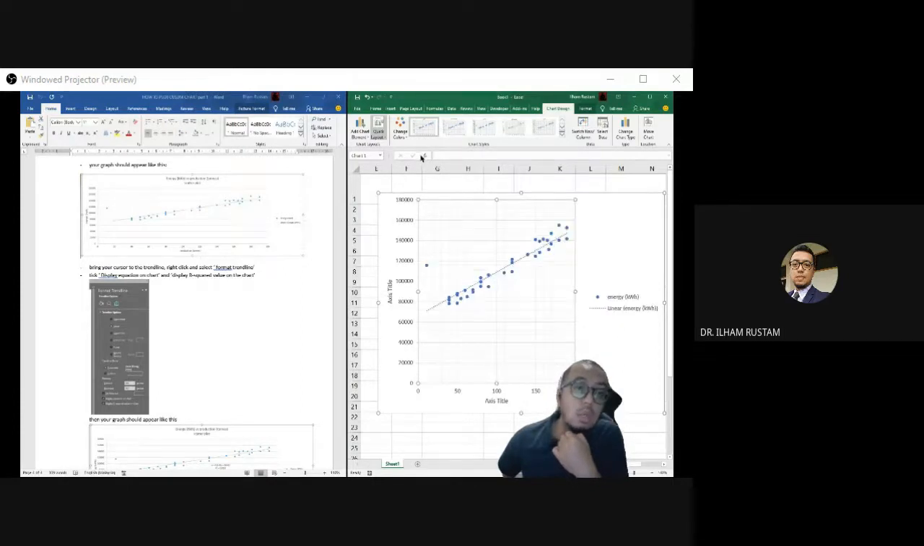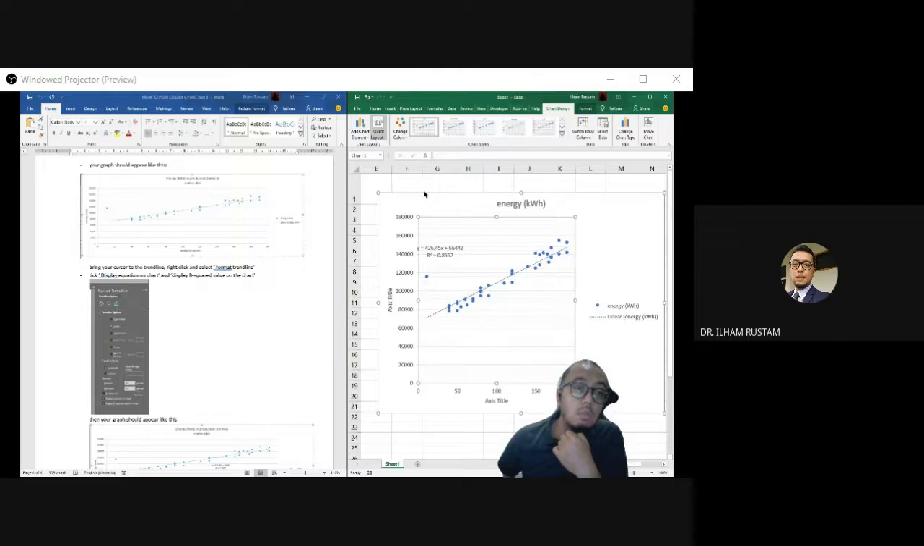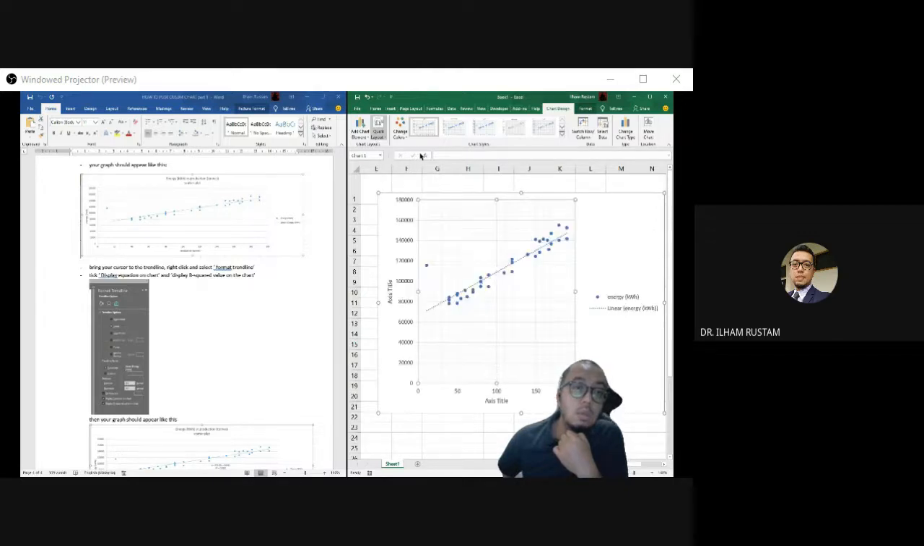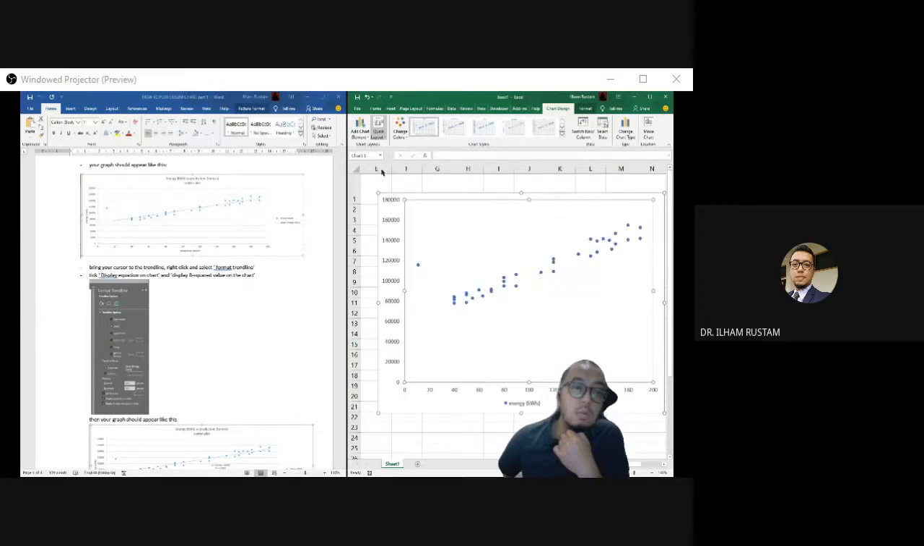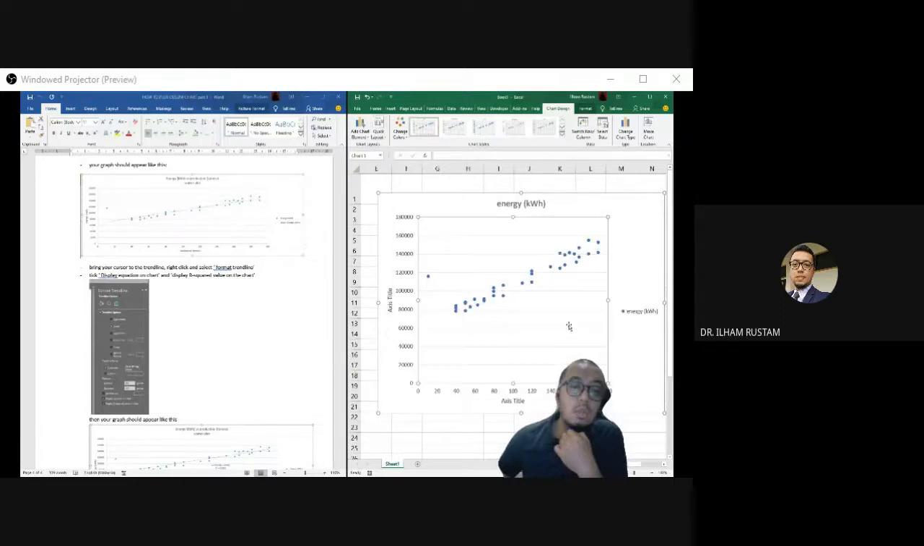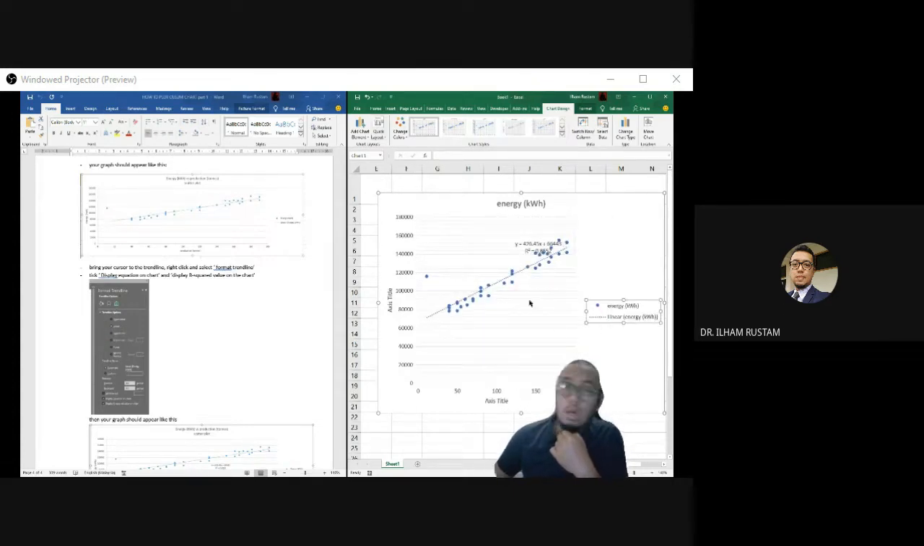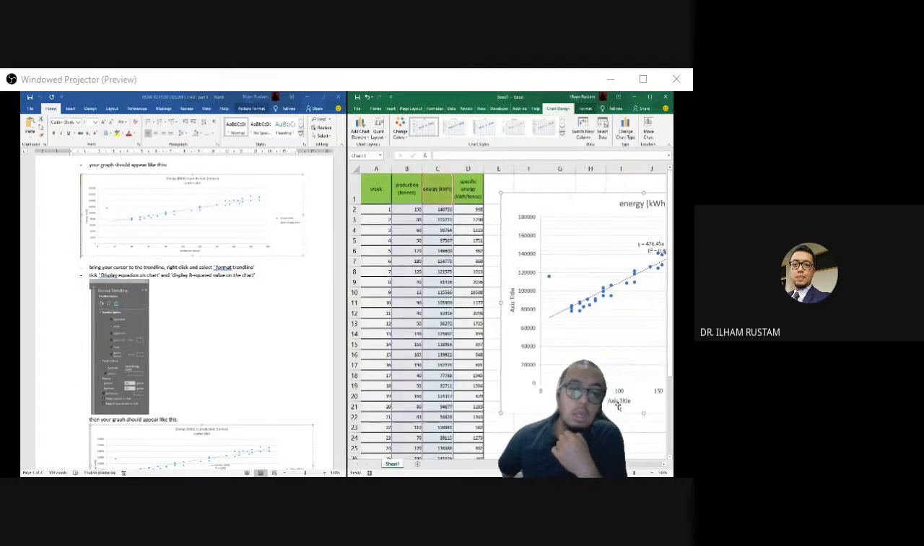Which one has the label? Second. Oh, this one. So, that one disappeared. I think this one. Okay, good. So labeling, then change the name according to the data: energy, and this one is production tons, and then energy kilowatt hour versus production tons.